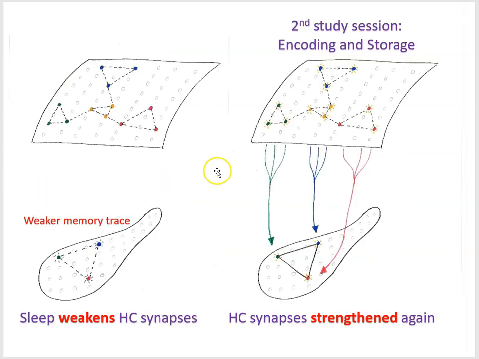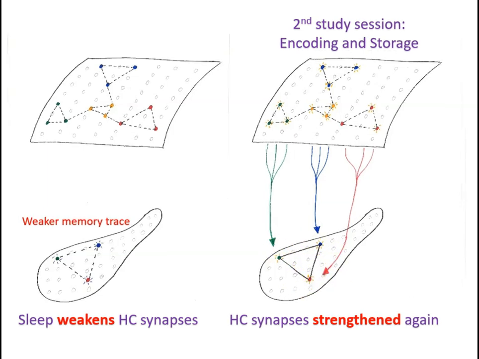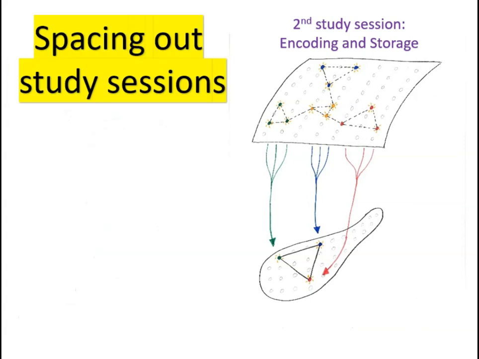Now, the fact that we have poor retrieval after only one study session should motivate us to study a second time. During that second study session, we're going to be encoding and storing information as well. Because the information is the same as we were studying the first time, we're going to be activating those cortical memory traces. Information will converge down into the hippocampus, and we will strengthen synapses among allocated neurons in the hippocampus. And it's here that we're going to see the value of spacing out our study sessions. Ideally, we want that second study session to be after a good night's sleep.